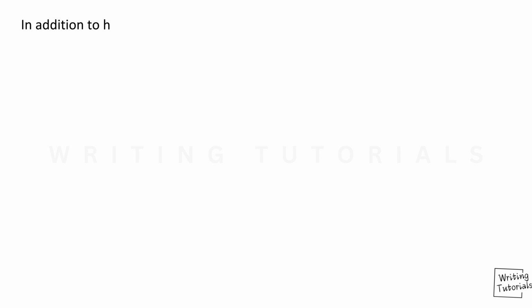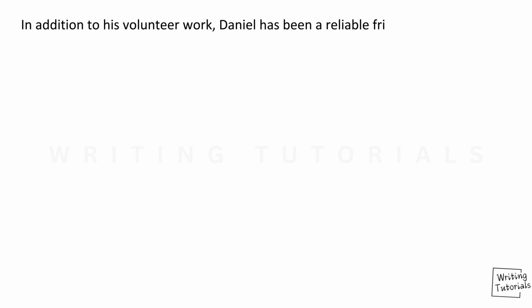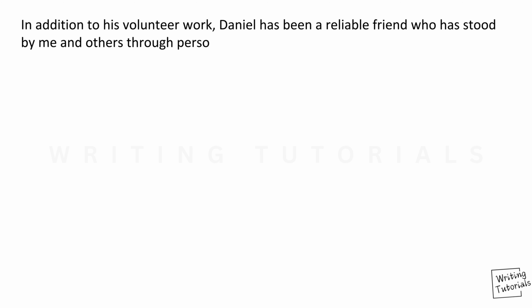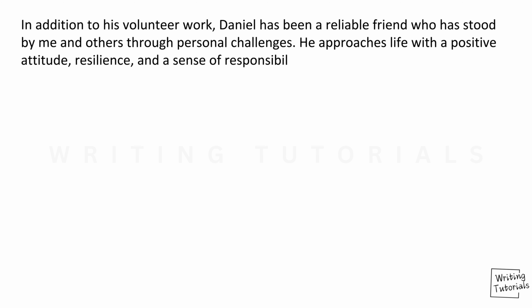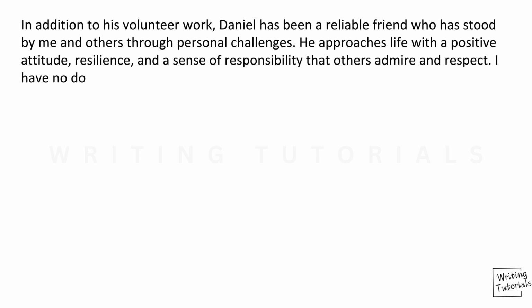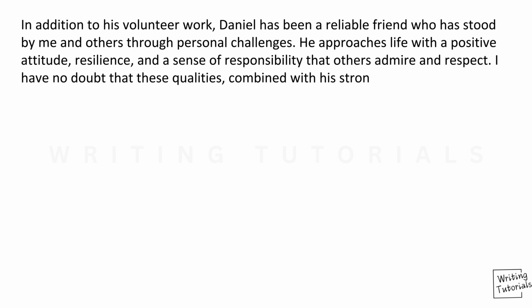In the third paragraph, we see Olivia talk about Daniel on a personal level, adding more depth to her endorsement. She shares that Daniel has been a reliable friend who supported her and others through personal challenges. This part is all about showing the reader that Daniel isn't just good at what he does, but that he's also a dependable, caring person outside of his formal roles. Descriptions like positive attitude, resilience, and sense of responsibility give the reader a well-rounded view of Daniel's personality.